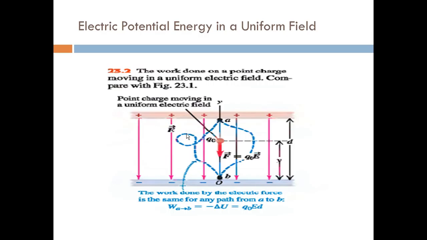Try to review this basic analogy again, because we will always compound on this idea of the analogy between gravity and electricity. Okay, so now the question is, what would be the work done by the electric field on our charge as it moves from point A to point B.